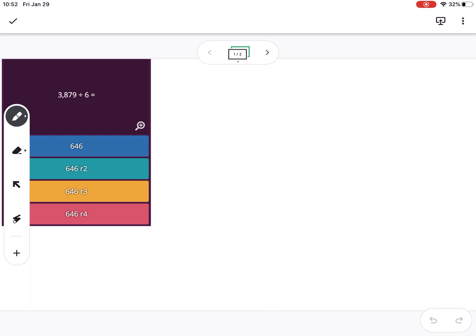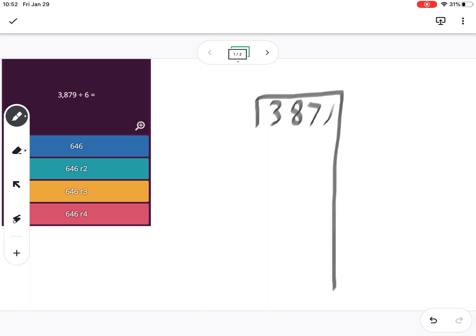So let's go ahead and get started with an example problem here. Here's how you can set up a quizzes problem without your graphic organizer. So here we have 3,879 divided by 6. So that means that I am going to go ahead and set up my problem to look something like this. I have a dividend of 3,879, and I have a divisor of 6. Okay, well now my goal is to think about how many times can 6 go into 3,879 without going over?